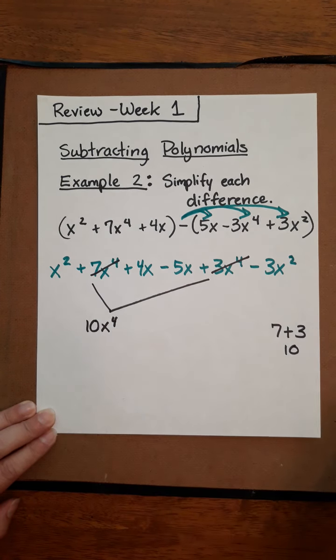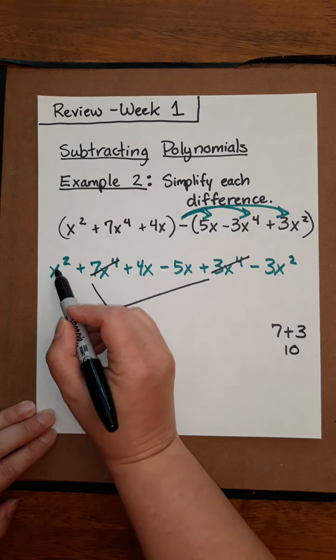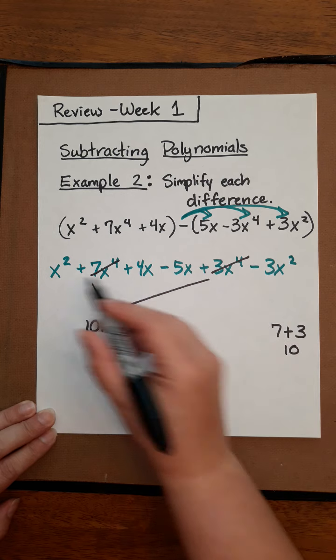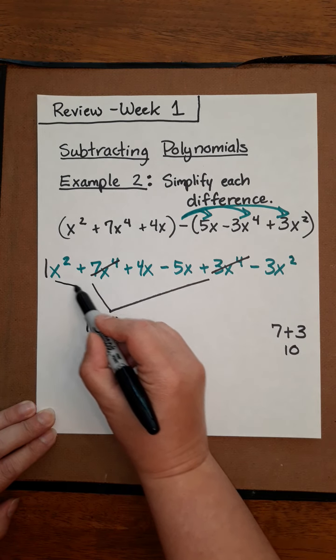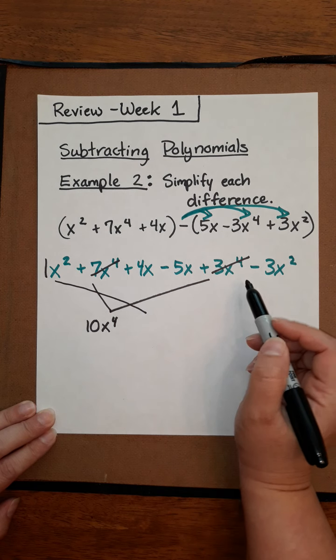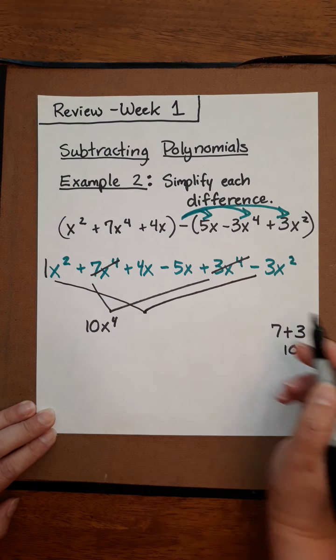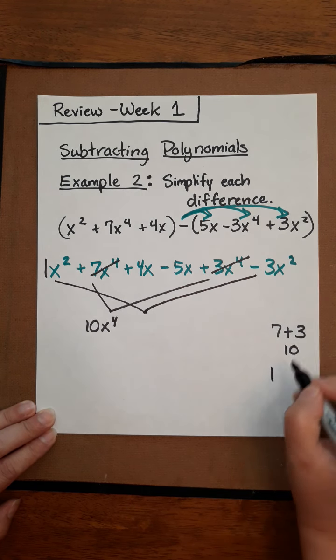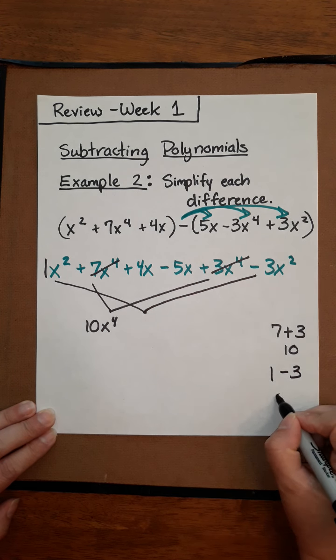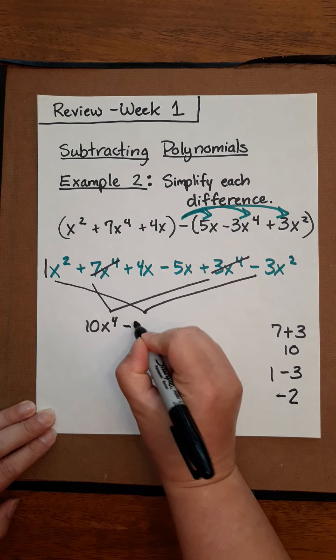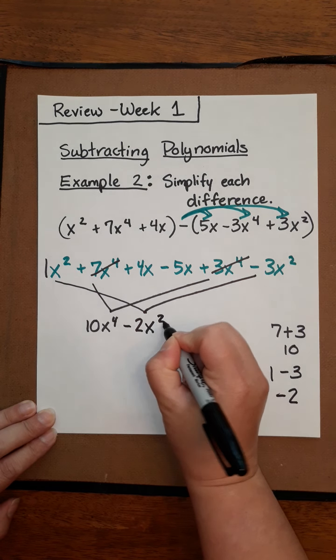Next comes x^3. We don't have any x^3. So then we'll do x^2. Here's an x^2 and here's an x^2. Remember, there's a 1 in front of that. So we're going to combine 1x^2 and negative 3x^2. That's 1 and negative 3, or 1 minus 3, which gives us negative 2. Negative 2x^2.